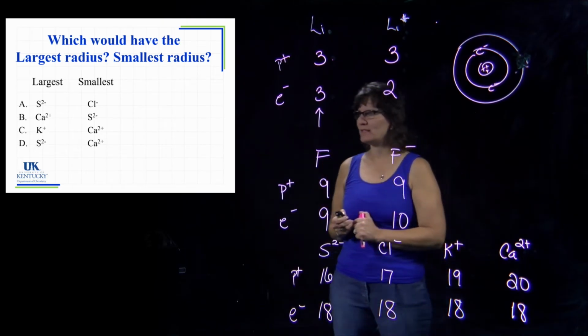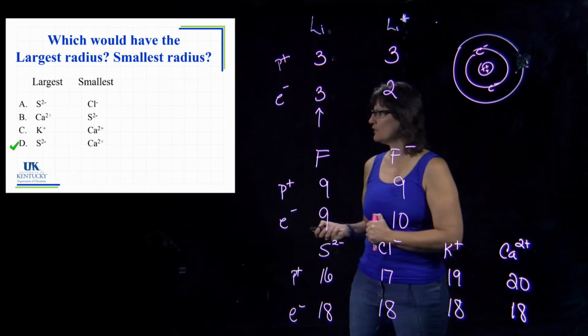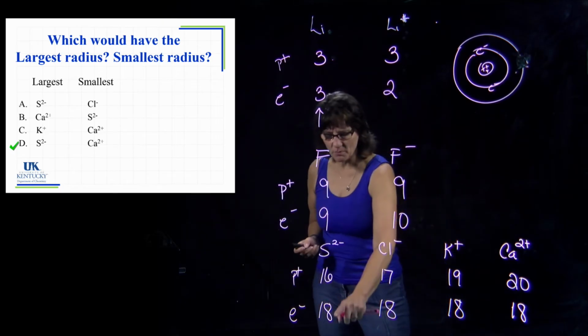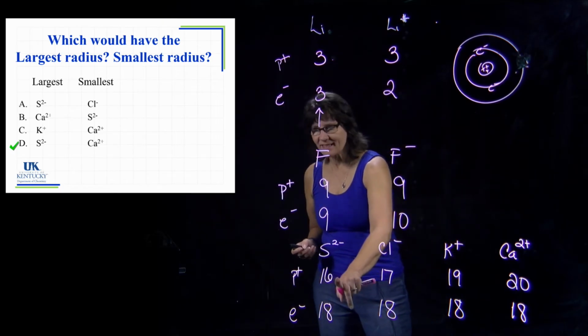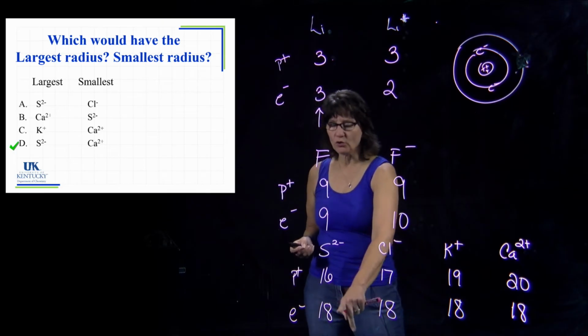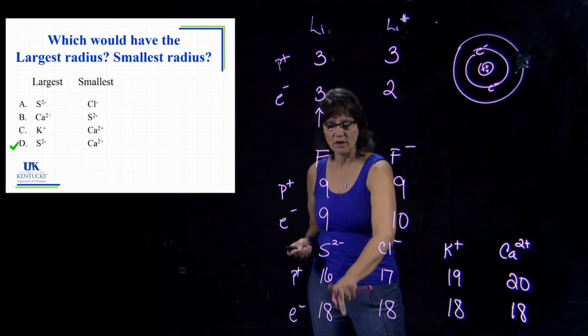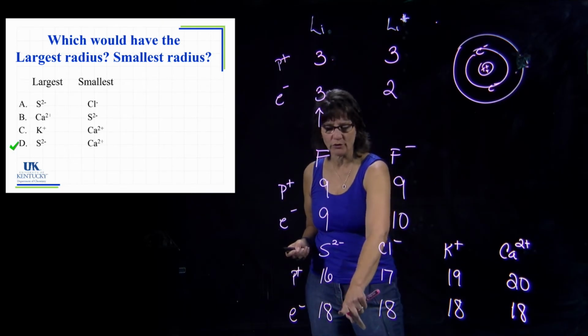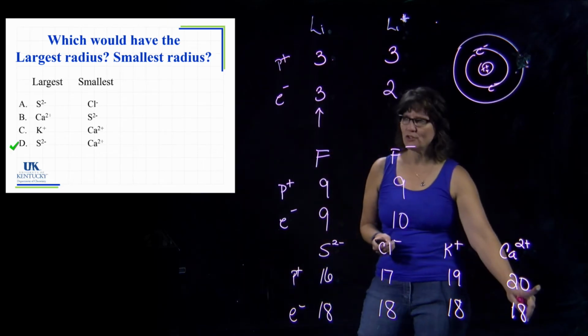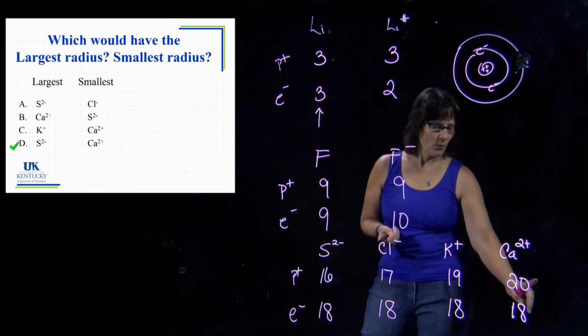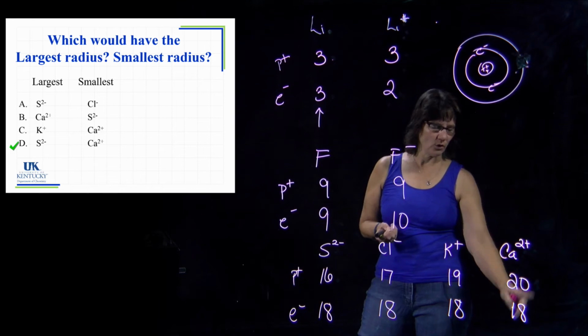I hope you pick D, because D has definitely got S2 minus, the largest. 16 measly protons are trying to hold on to these 18 electrons. The nuclear charge is pretty small holding on to those electrons. Here we've increased the nuclear charge up to 20. We have that nuclear charge of 20 holding on to the electrons.